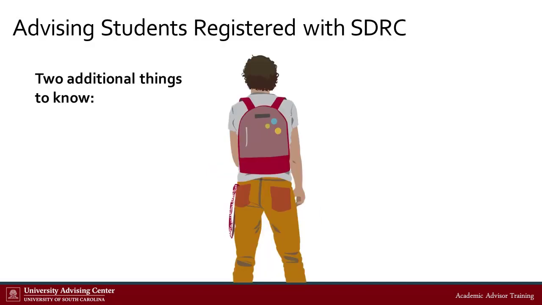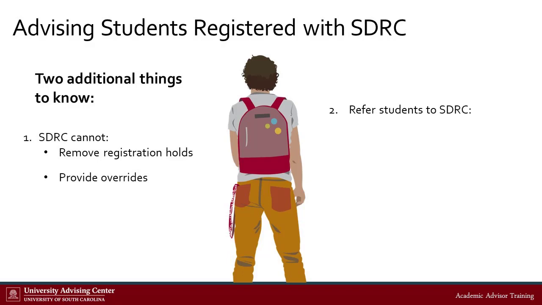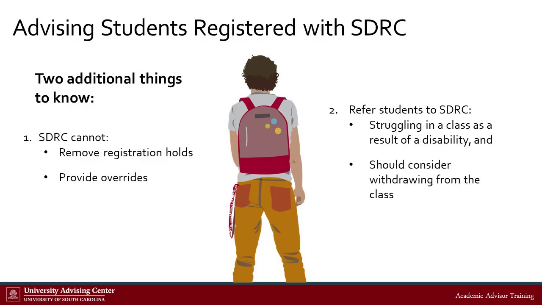2 additional things to know about SDRC in relation to academics and advisement are: 1. SDRC cannot remove registration holds or provide overrides into courses. And 2, refer students who are struggling in a class as a result of a disability and should consider course withdrawal to the SDRC office to discuss options and accommodations.